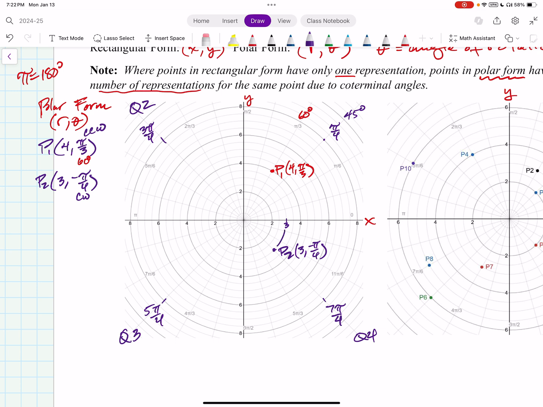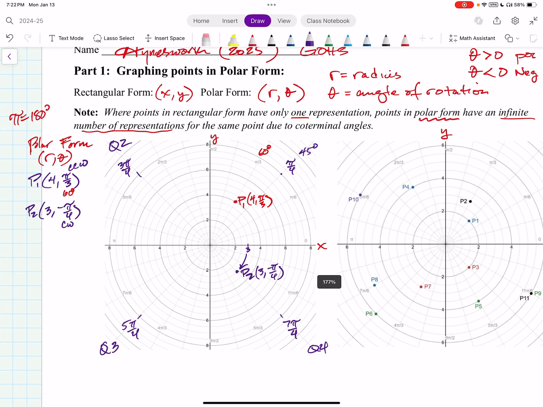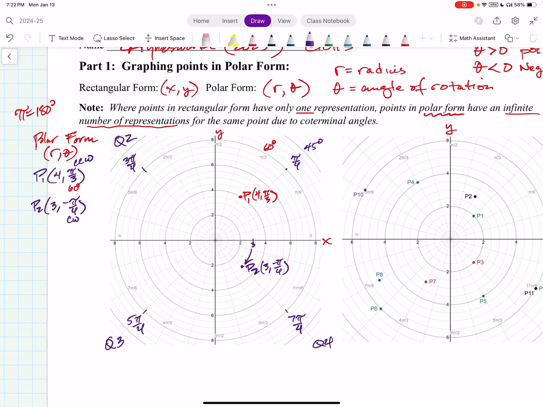Again, we did that rotation. That's a negative angle, so you rotate clockwise, you rotate pi fourths, and you're at P2. Now notice that we're also at 7 pi fourths. We're coterminal with 7 pi fourths. And this is the reason why angles in polar form have an infinite number of representations. So let me give you another representation for P2, because notice that we're coterminal with 7 pi fourths.